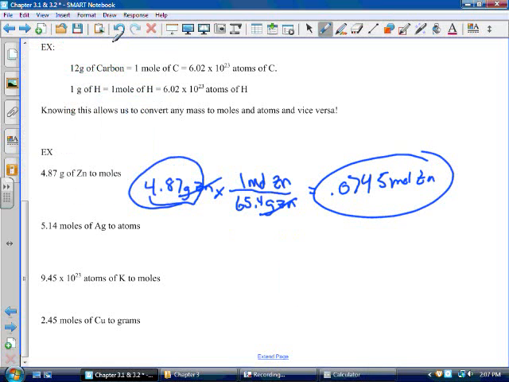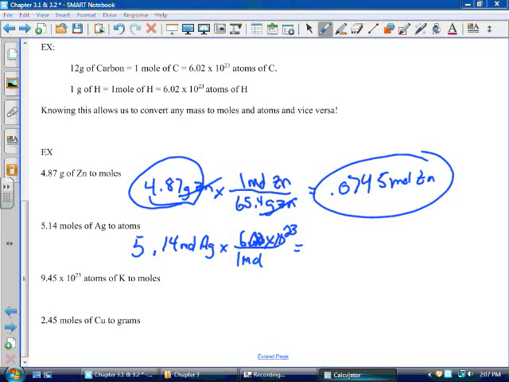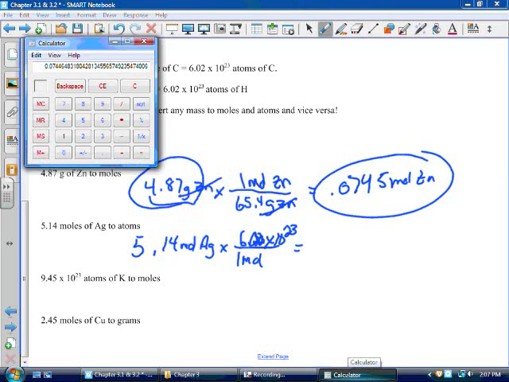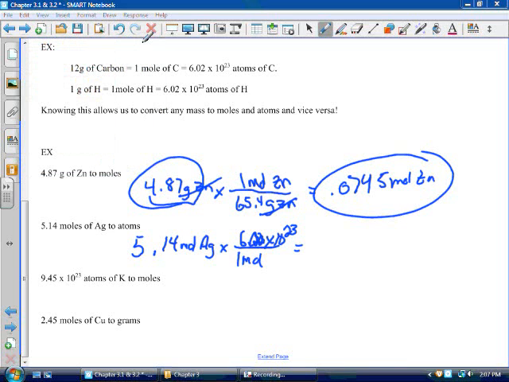Likewise now, if we're going from moles of silver to atoms, again, we start with what we're given, 5.14 moles of silver to atoms. 1 mole is 6.02 times 10 to the 23rd. So if I take those 2 numbers and multiply them out, I would get how many atoms there are. In my calculator, I can't do that because I don't have scientific notation, so you would have to do that on your own. There are two other examples here that I would like you to do on your own and practice these problems.